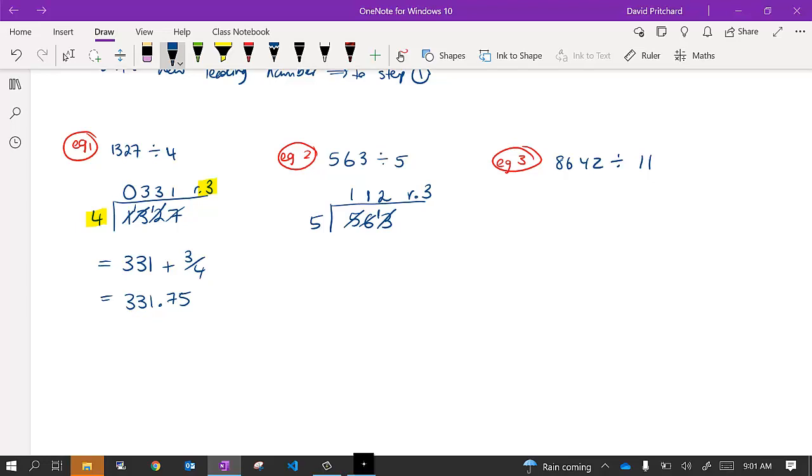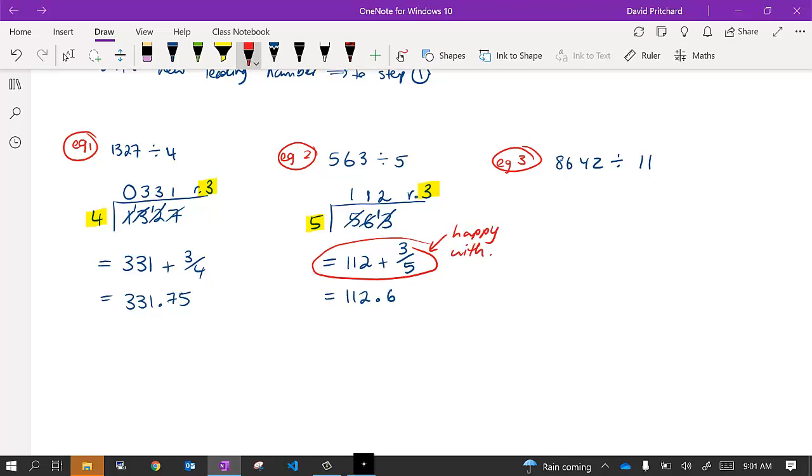So nice and easy. We now have 112, and we've got 3. So we've got a remainder of 3 out of our divisor 5. So 3 out of 5. Now, if you know your decimal conversions, 3 divided by 5 is 0.6. So we could write it as 112.6. Now, I will point out really quick, I'm absolutely happy with this.